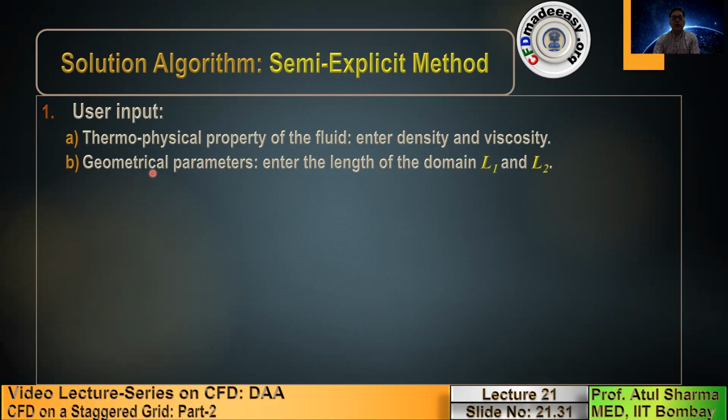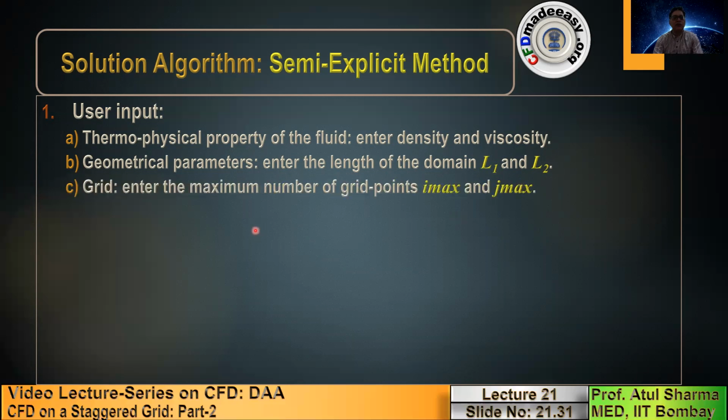So this topic is on CFD for problems which are in the Cartesian coordinate system. If you are given a rectangular domain in which fluid flow is occurring, there are certain geometrical parameters like the length of the domain and the height of the domain, which are given here as L1 and L2. These are the geometrical parameters. Then the next input is you have to enter the maximum number of grid points in the X and Y directions. For a Cartesian coordinate system, once you enter this, then the Cartesian grid can be generated. If it's a uniform grid, then it becomes much simpler.